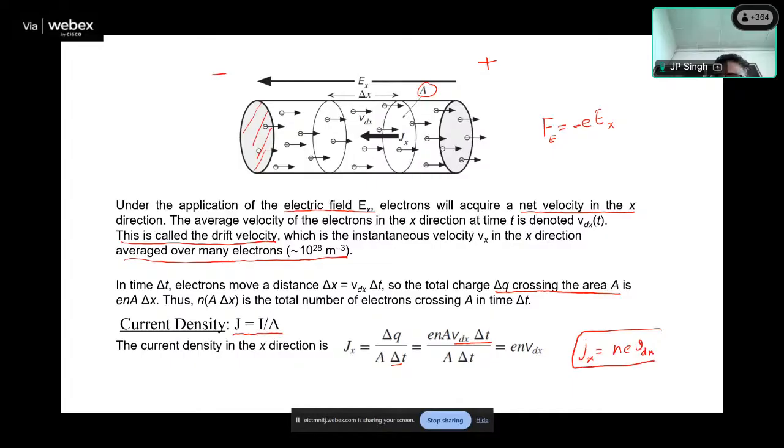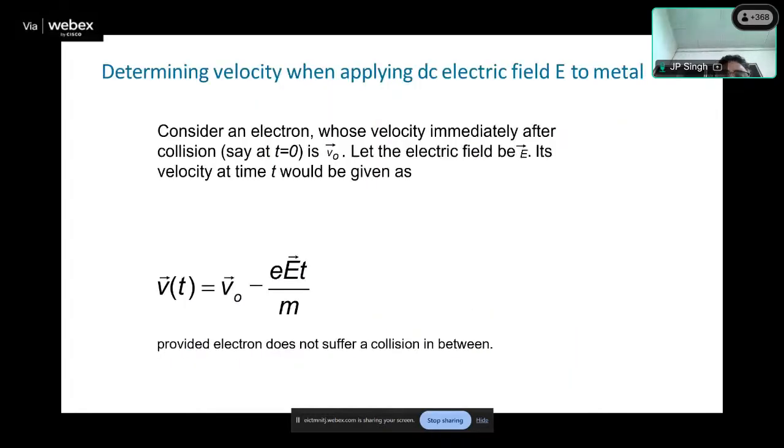So this is my current density in the x direction when you apply the field Ex in the x direction. Because of the field, there will be a drift velocity, and because of that, there will be a current density. So we were able to figure that out.